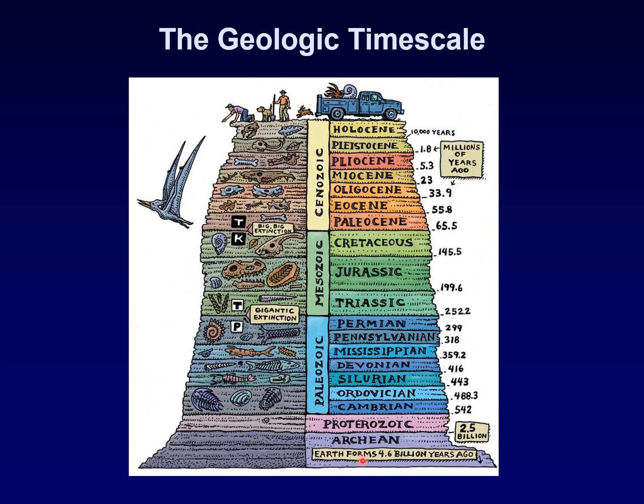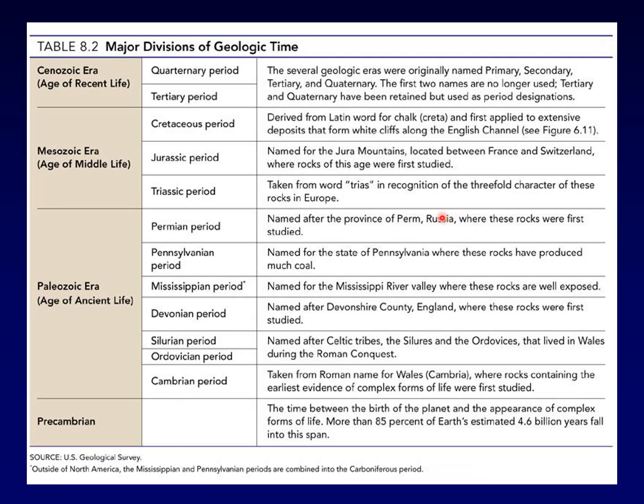Here's a kind of cool cartoon with the Archean and the Proterozoic, which represent 80% of the Earth's history, but there wasn't a lot of life, so we don't make as big of a fuss about it as we do everything after the Cambrian. And here's some fossils that we find in some of those different layers. Those major divisions of geologic time, like I said, are the Precambrian. That's the birth of the planet to the appearance of complex life. It's about 85% of the Earth's history.